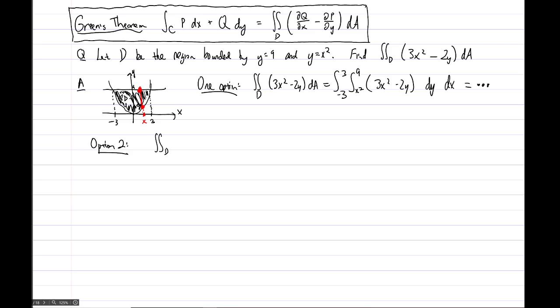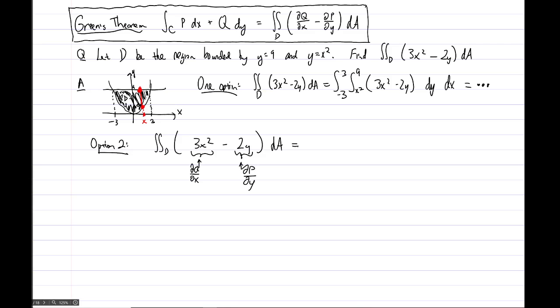So, the double integral over D of 3x squared minus 2y dA. I'm going to leave a little spacing here. That 3x squared we'll treat as the partial derivative of Q with respect to x, and the minus sign is the minus sign in the formula. Then the 2y, without the minus sign, should be the partial derivative of P with respect to y. I'm just trying to match up the pieces in the theorem as we had it.